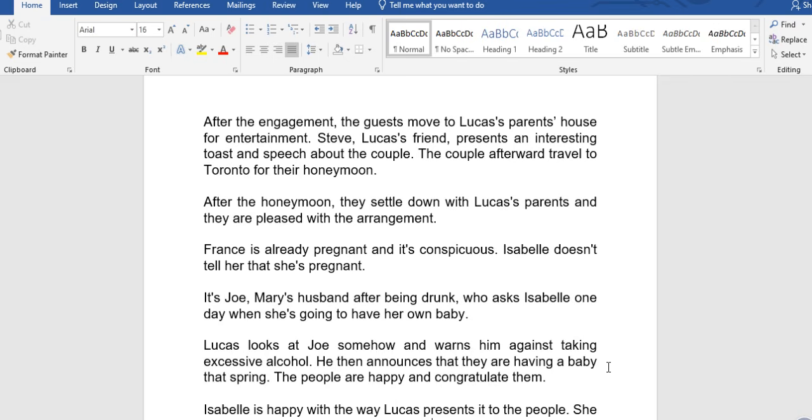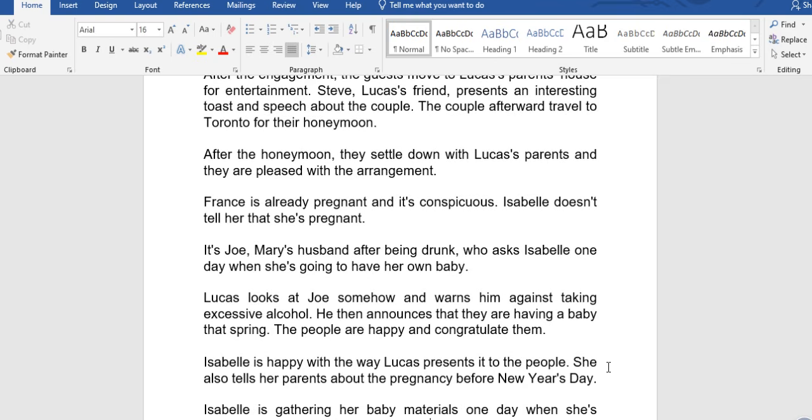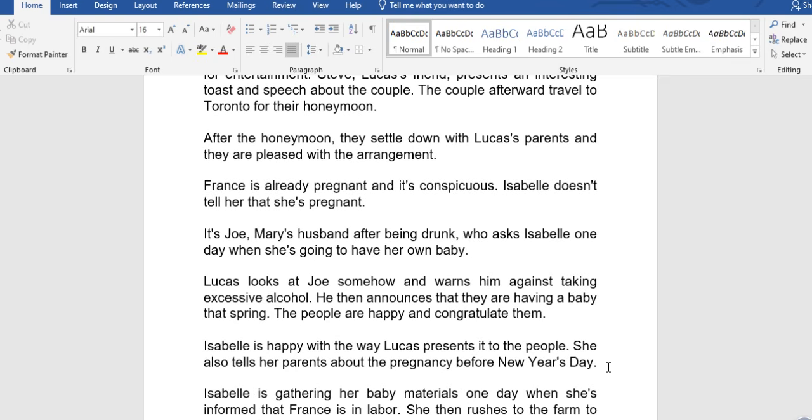After the engagement, the guests moved to Lucas' parents' house for entertainment. Steve, Lucas' friend, presents an interesting toast and speech about the couple. The couple afterward traveled to Toronto for their honeymoon. After the honeymoon, they settled down with Lucas' parents and they are pleased with the arrangement.